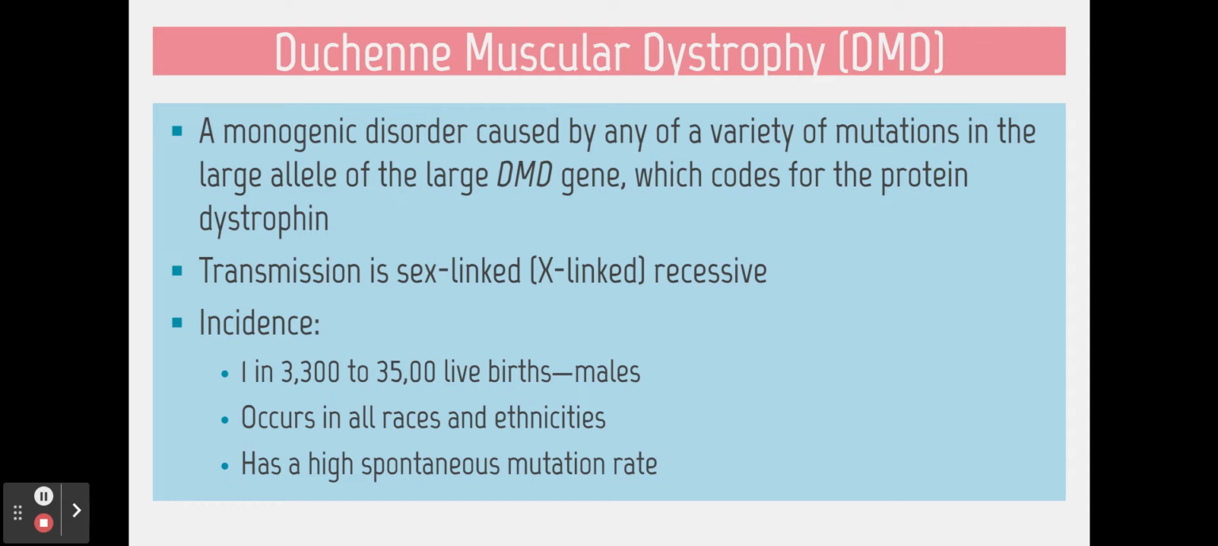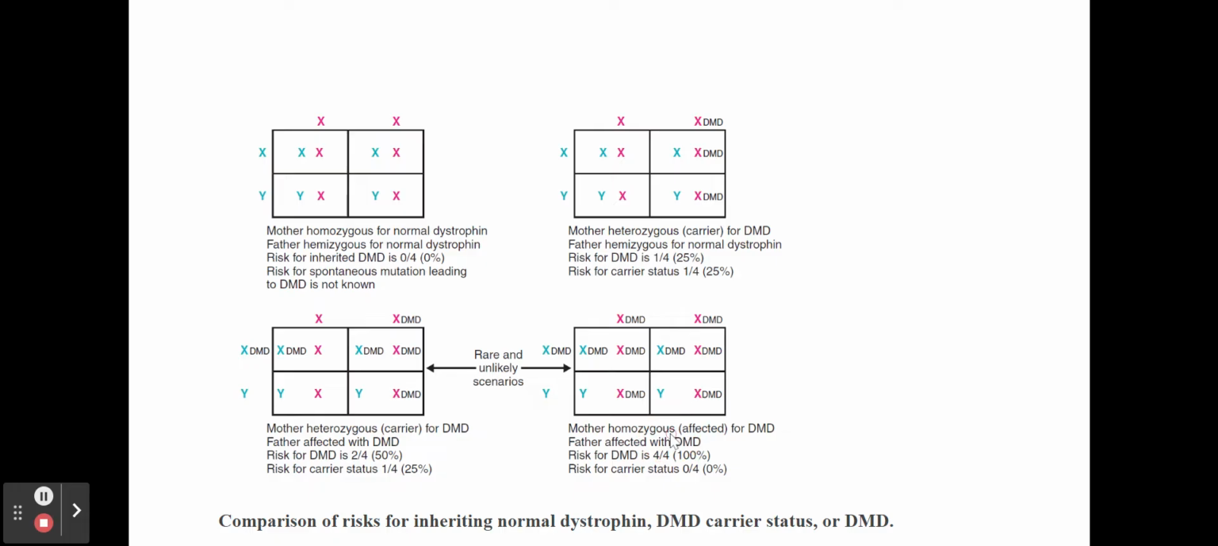Duchenne muscular dystrophy involves a single gene involved in the production for a protein that is called dystrophin. And dystrophin has a protective effect on skeletal and cardiac muscle. It's not common, but it's not as rare as some other disorders, 1 in 3,300 to 1 in 3,500, just about exclusively males. It occurs in all races and ethnicities, and it occurs frequently from de novo or spontaneous mutations.